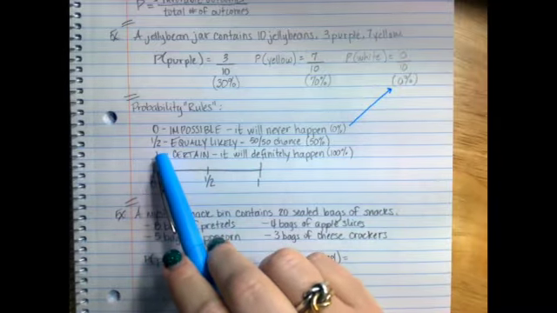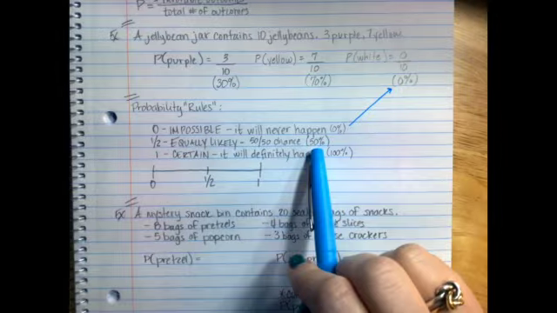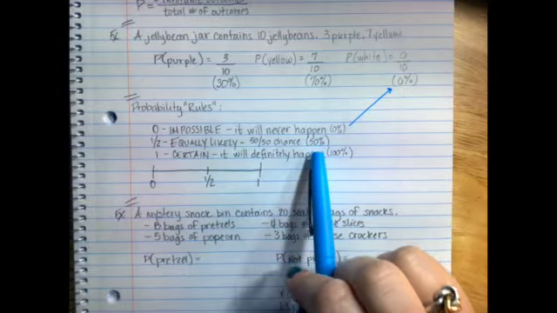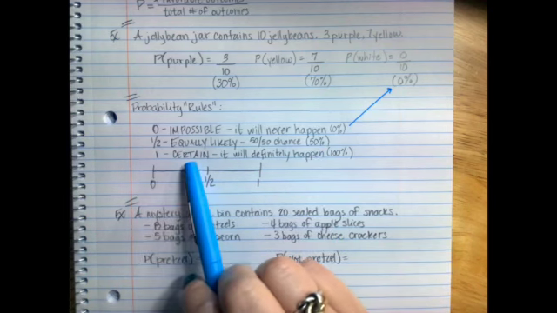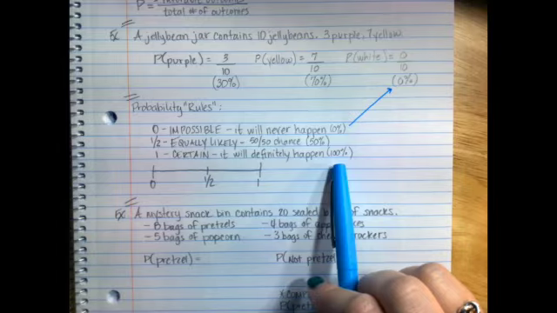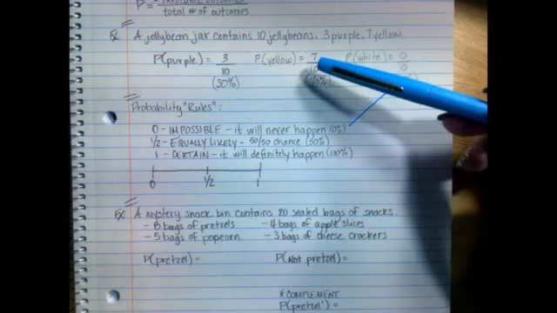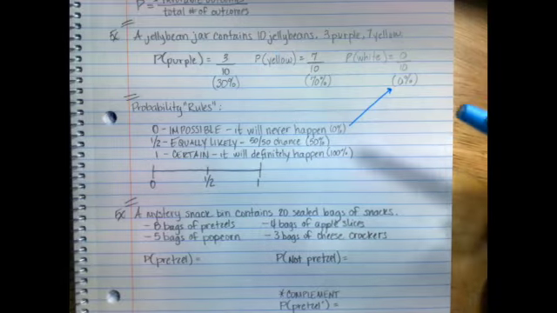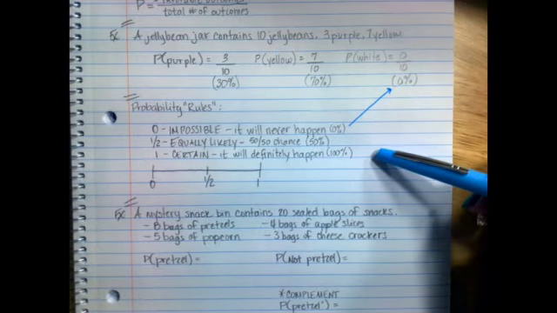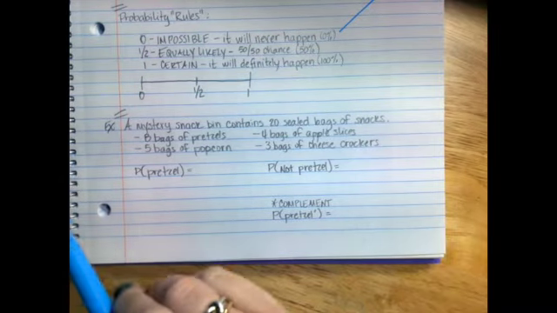If I have a 1/2, that's equally likely. 50-50 chance, like a 50% chance it's going to happen. And you can have a 1, which is certain. It will definitely happen, 100%. So if I had this jelly bean jar and I'm just asking what's the probability of pulling a jelly bean, well, 100% you're going to pull a jelly bean. Simple little example.